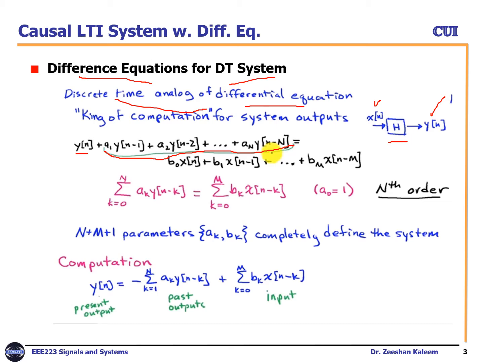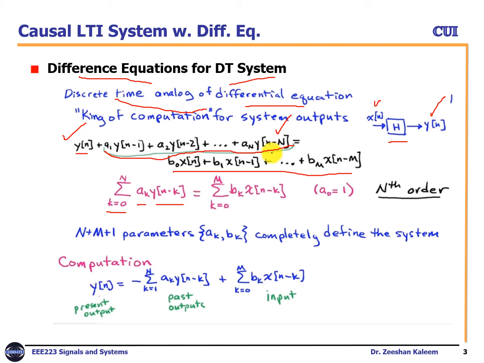For example, n minus 1, n minus 2, n, right? And on the right hand side of the equation, we have the input to the system, with the coefficients b0 for the index n and b1 for n minus 1, and so on up to b_M x[n minus M]. And when we combine this equation, we can write it in this way: summation k equals 0 to N, because there are N terms, right? And a_k is the coefficient, and y[n minus k].